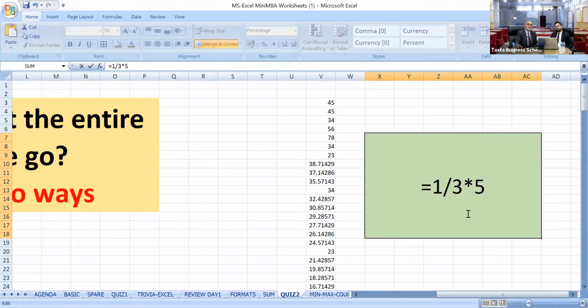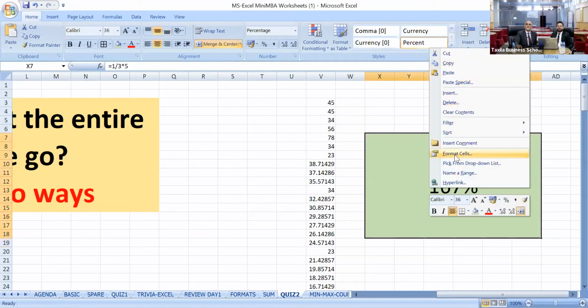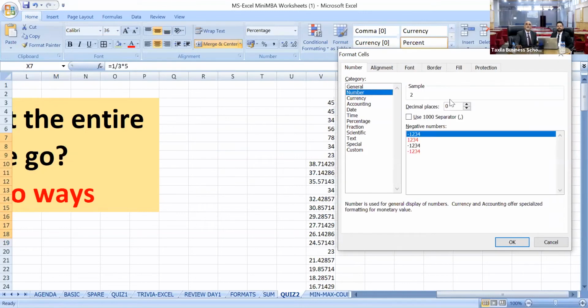1 divided by 3 is 0.33, and multiplied by 5 should be 1.5 something. So we have to remove the percentage. I'll just use format cells and use number and no decimal place. And I've just formatted that cell. Previously, I had formatted it as percentage. Now I'm formatting it as number.